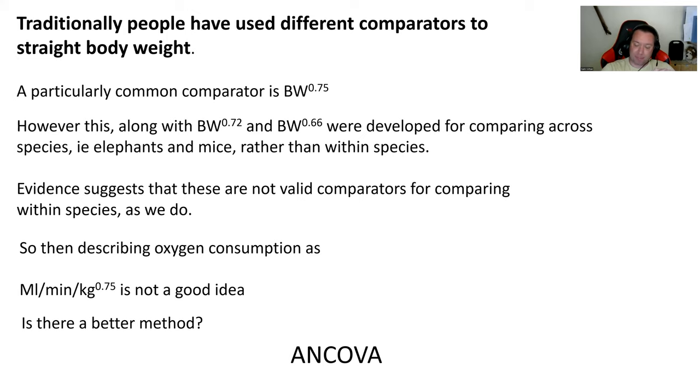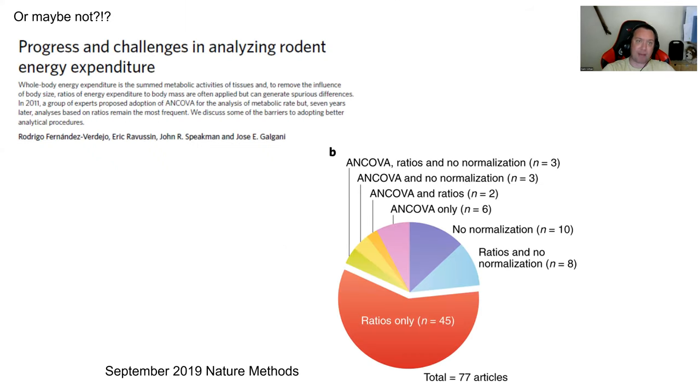But it didn't work. And in fact, some of the authors on that paper went back some 8 years later, and they had a look at all the articles out there in, I think it was, journals with an impact factor greater than 15. And they found 77 articles in the past 8 years, between 2019 and 2011. And they looked to see which ones had used which types of analysis. And strikingly, the very largest chunk of this pie, over half of the articles, were still using ratios. So this hadn't been adopted.